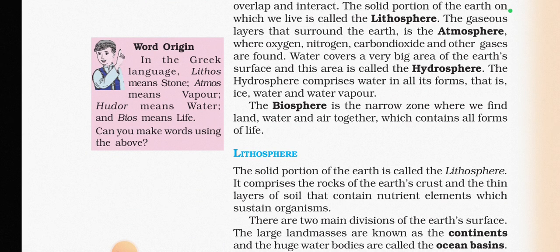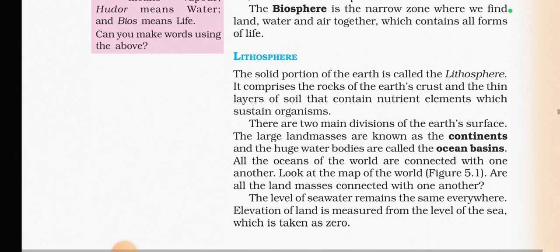Now let's read these things in a little more detail. Lithosphere, the first one. The solid portion of the earth is called lithosphere. It comprises rocks of the earth's crust and a thin layer of soil that contains nutrient elements which sustains organisms. There are two main divisions of the earth's surface. The first one is continents and the second one is ocean basins. A continent is a landmass and an ocean basin is made of water bodies.